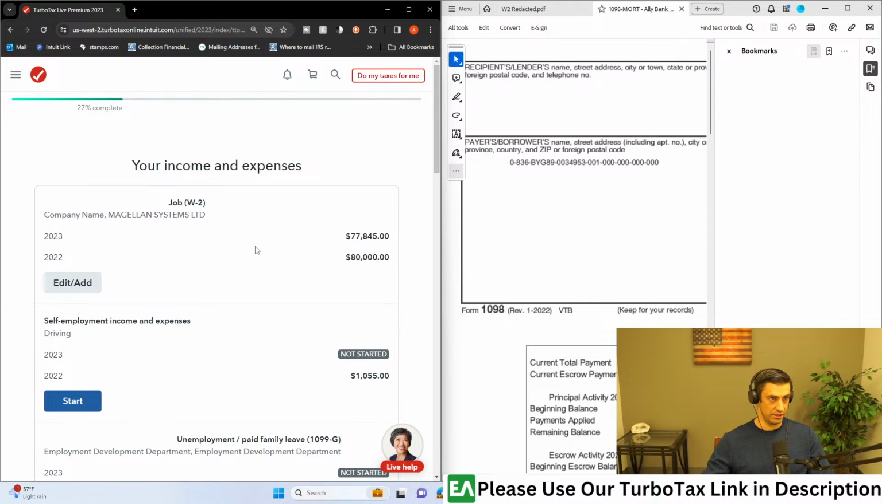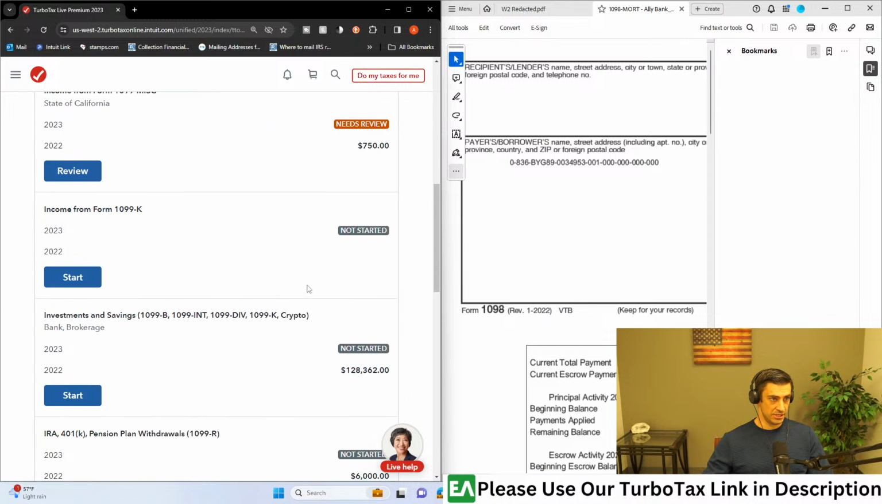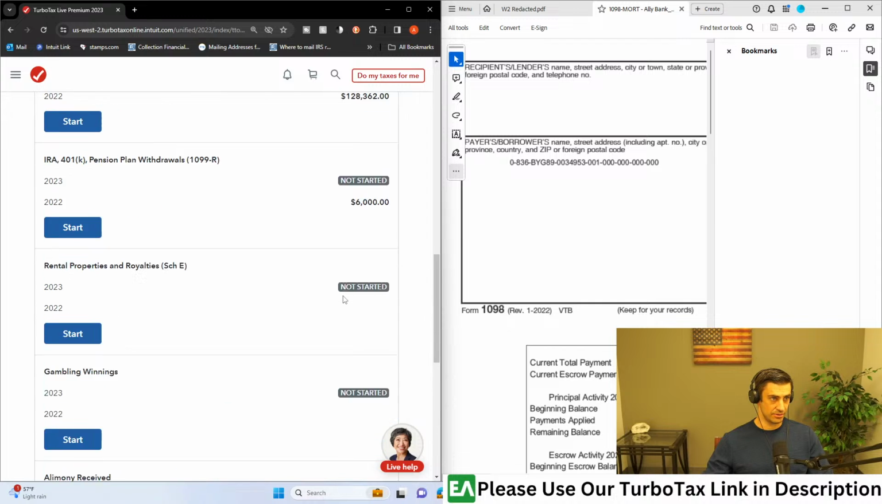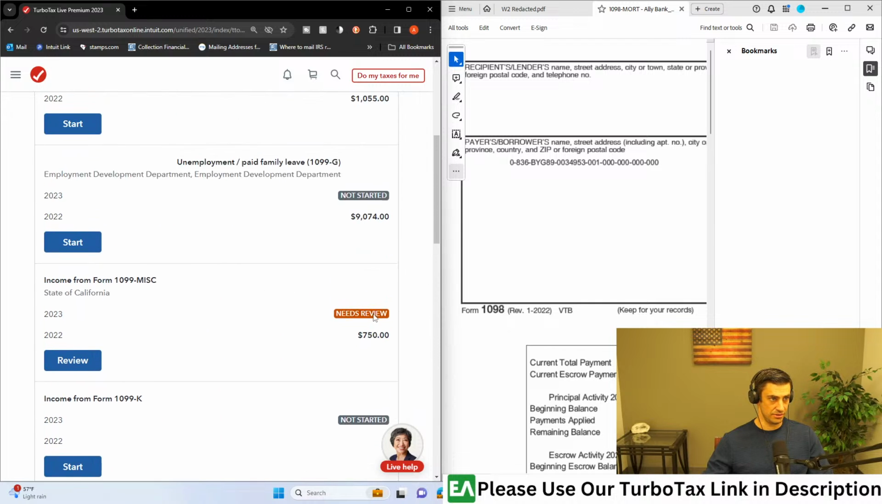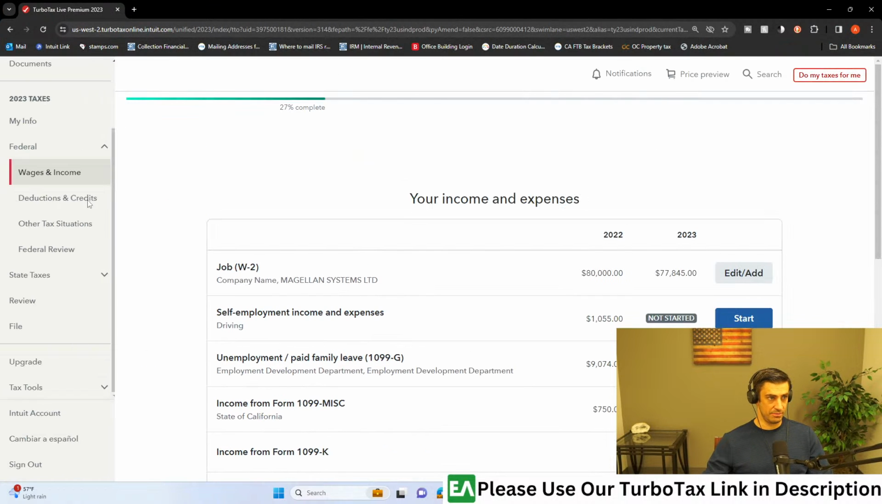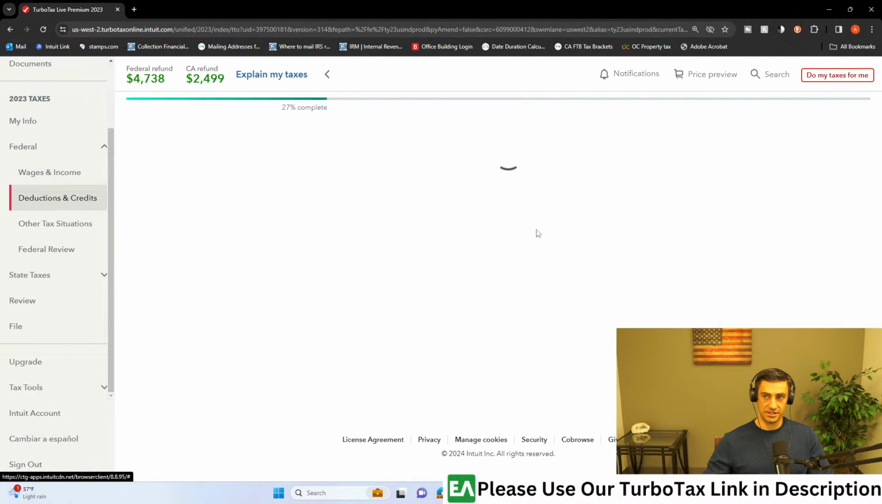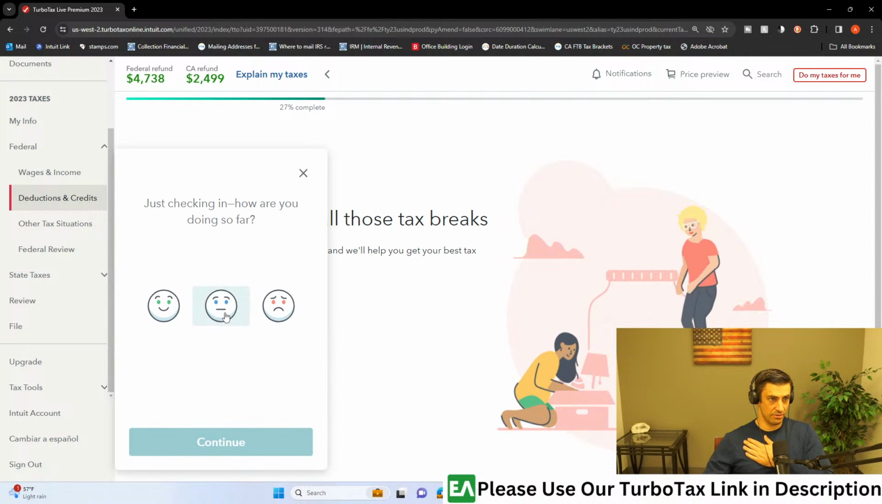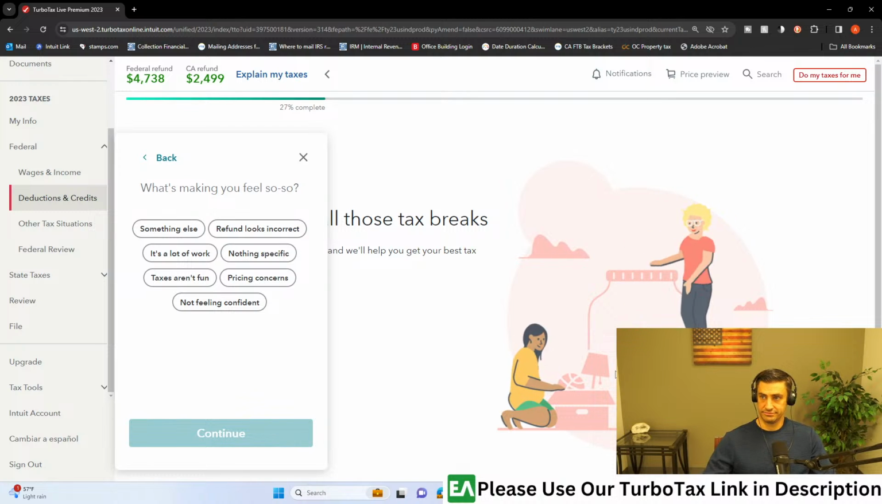Get on over. There we go. Income expenses. Let's see here. Where do we put our property tax or our mortgage interest into this thing here? All right, let's search a little bit better, Anthony. You can do this. Deductions and credits. Okay, let's do that. How are we doing? I guess you're doing okay.